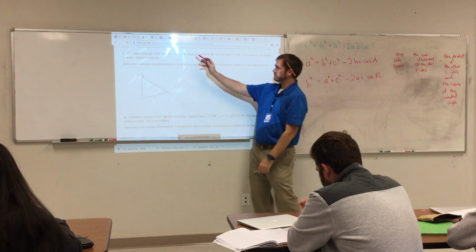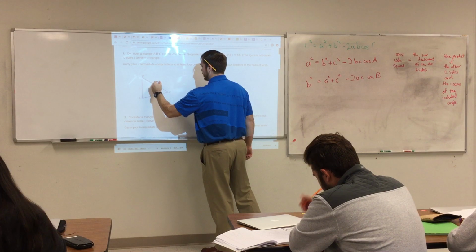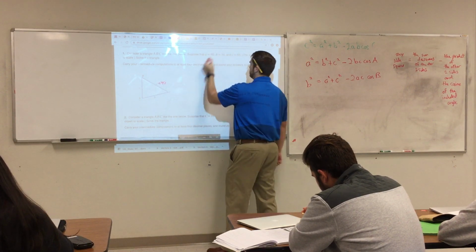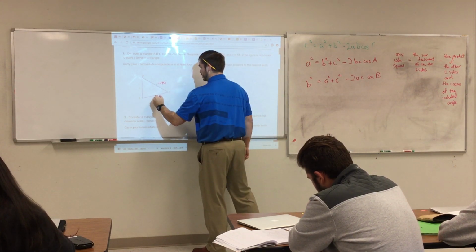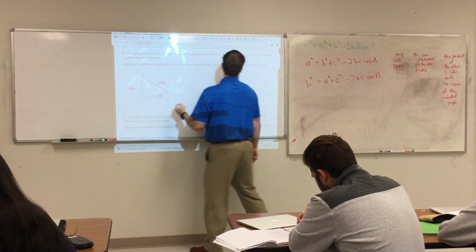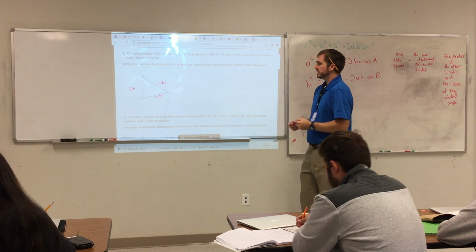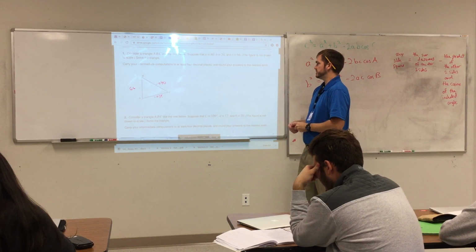Consider the triangle ABC like the one shown below. Let's go ahead and start labeling it. Suppose that A is equal to 40. B is 34. C is 66. The figure is not drawn to scale. Solve the triangle. Carry your intermediate computations to 4 decimal places and round ratios.